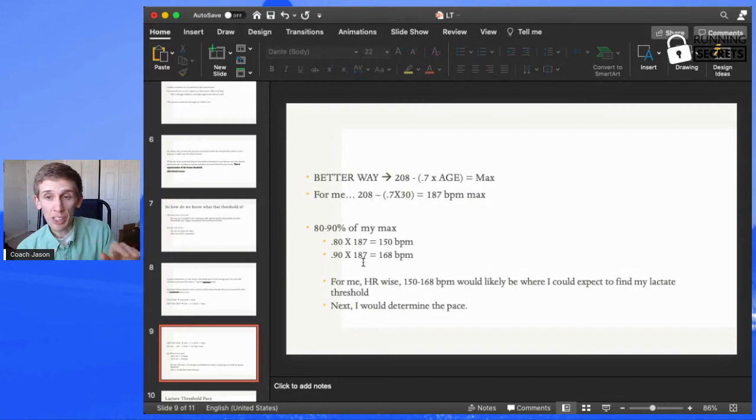So I challenge you guys to do this. Take your own age and figure this out. You don't have to do it in the comments, but maybe in your free time, figure this out, because this is going to help you determine what exactly your lactic threshold pace is, one of the ways to figure it out. So for me, my lactic threshold heart rate wise is 150 to 168 beats per minute, and that's likely where I would find my lactic threshold.